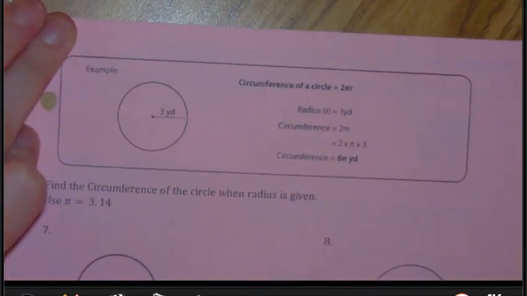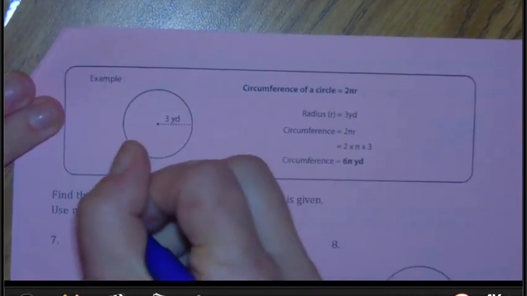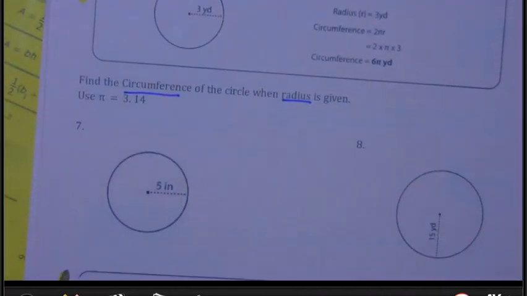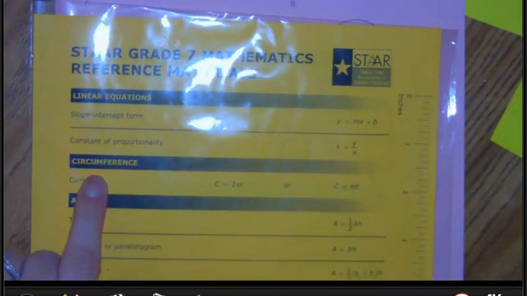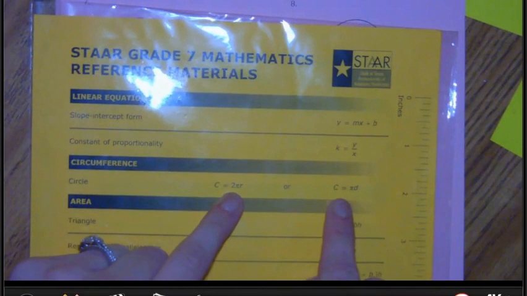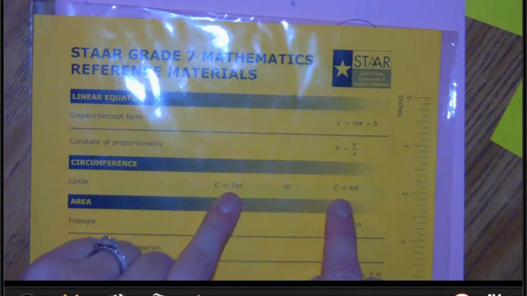All right, let's take a look at the next section. I'm asked to find the circumference of a circle when the radius is given. So circumference and radius. All right, so I've got number 7, and I see the radius is 5. I'm going to take a look at my star reference sheet. I'm going to find circumference and find circle. I have 2 equations I can use. C equals 2 pi r and C equals pi d. Since I know the radius, I'm going to use this one.